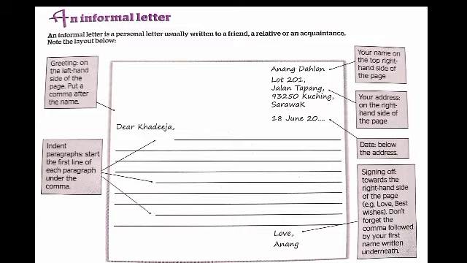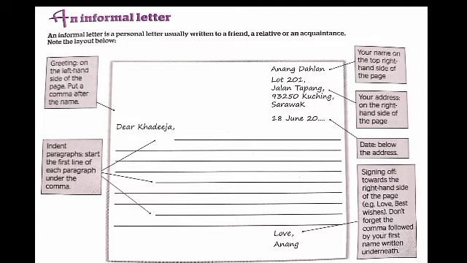And the last one, to plan an informal letter, here we sign it off towards the right hand side of the page. For example, here we have love, best wishes. And don't forget the comma here. Don't forget to put the comma followed by your first name when writing underneath.